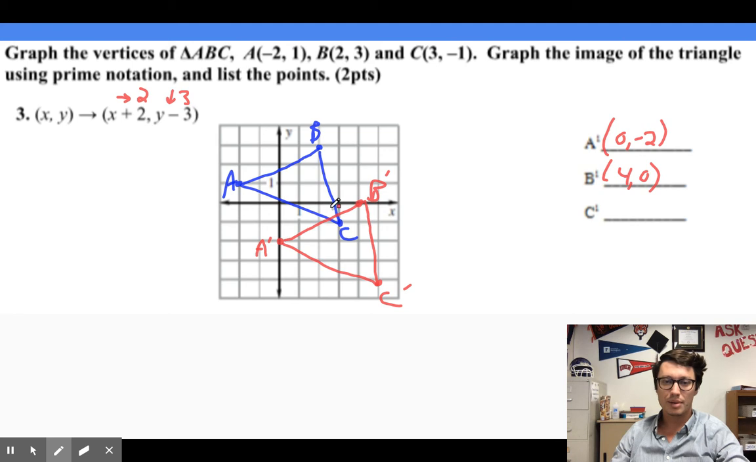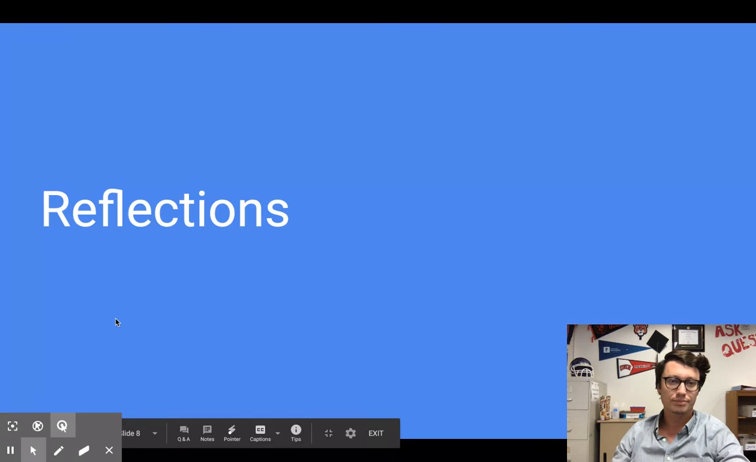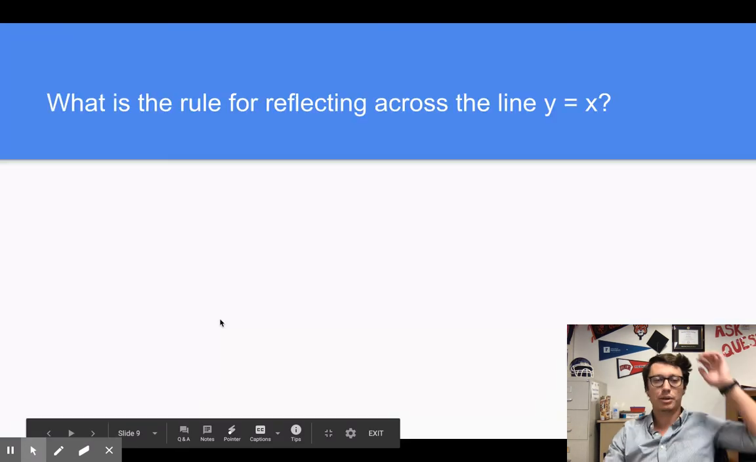And C prime is at 1, 2, 3, 4, 5. 1, 2, 3, 4 is at 5, negative 4. Okay, again, similar to what you'll see on the test, except you obviously don't have to write or draw on the graph. Okay, a few examples on reflections.